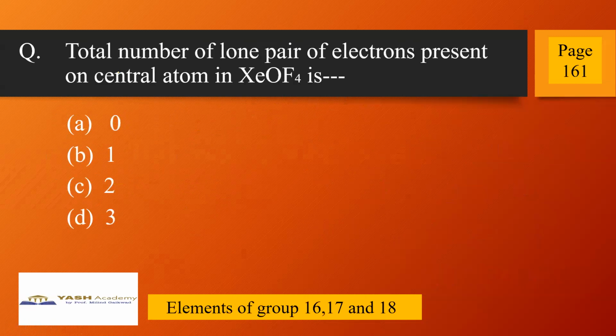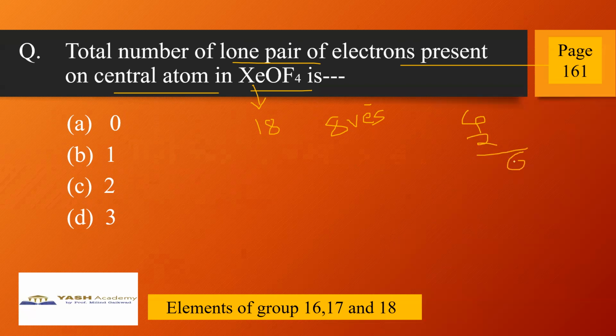Next, the total number of lone pairs of electrons present on the central atom in the given structure, that is XeOF4. Here xenon belongs to group 18, which means there are 8 valence electrons. Out of these 8 valence electrons, 4 electrons are used in bond formation with fluorine, and xenon forms a double bond with oxygen, so 2 electrons are used.